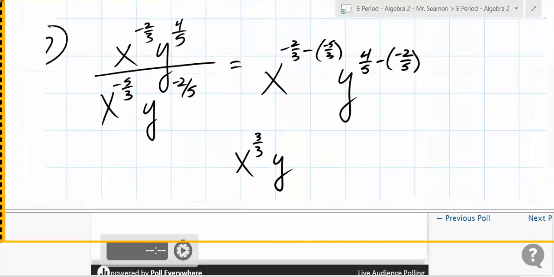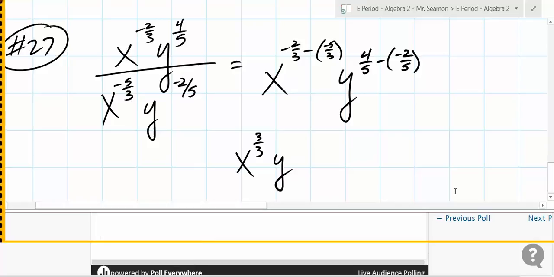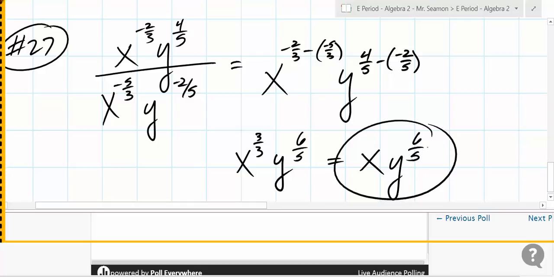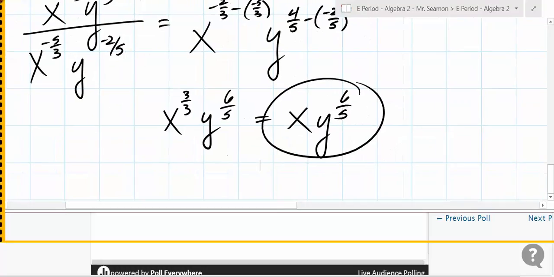6/5. What's 3 over 3? So it's going to be x, y to the 6/5. And now you're done. What about the mixed fraction 2.5? Leave it like that.